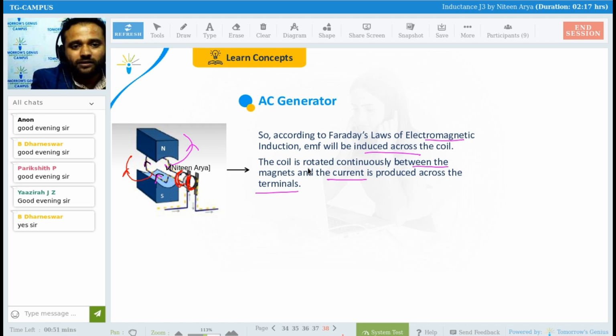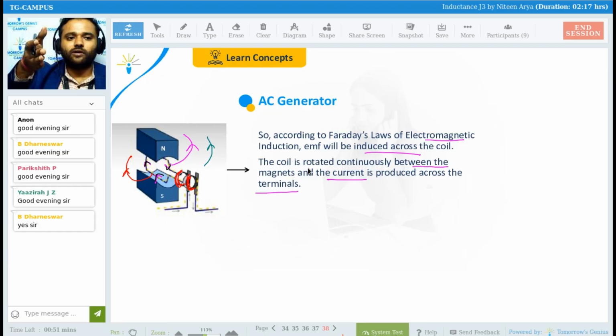Because this coil starts rotating in this way. In this direction it is opposite, because the coil tries to move in this way, but the current tries to move in this way. The same thing is happening here.